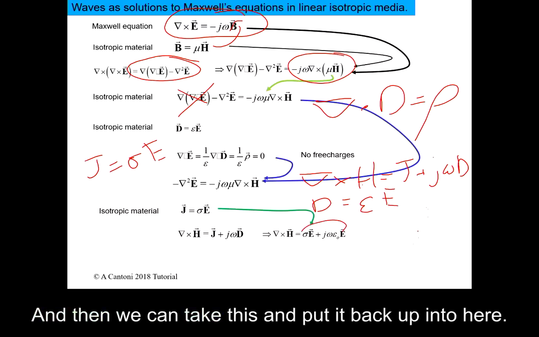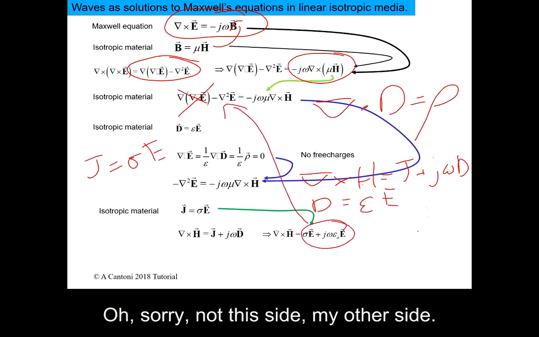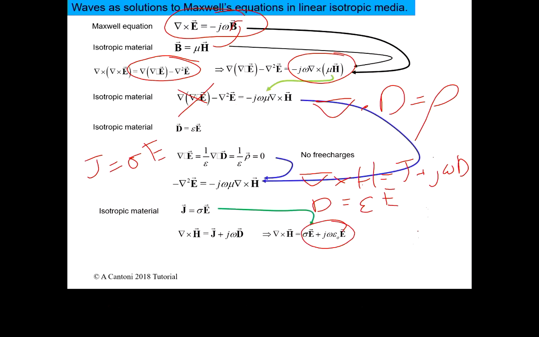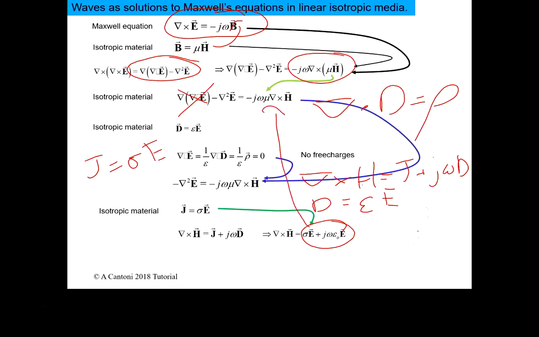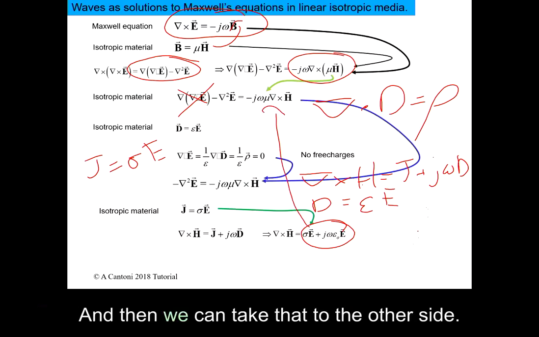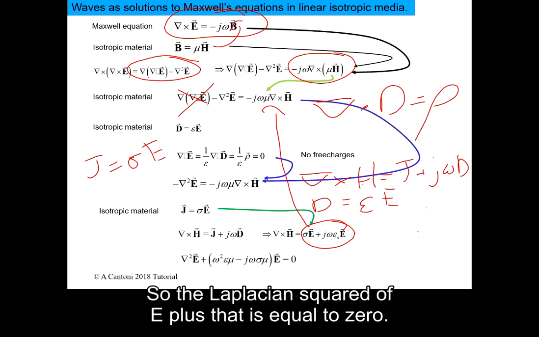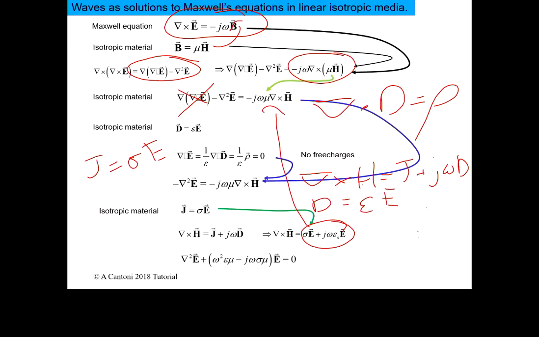Then we can take this and put it back up into here. Oh, sorry, not that side, my other side. Put that up into here, so we can replace that with that. And then we can take that to the other side. So the Laplacian squared of E plus that is equal to 0. Okay?